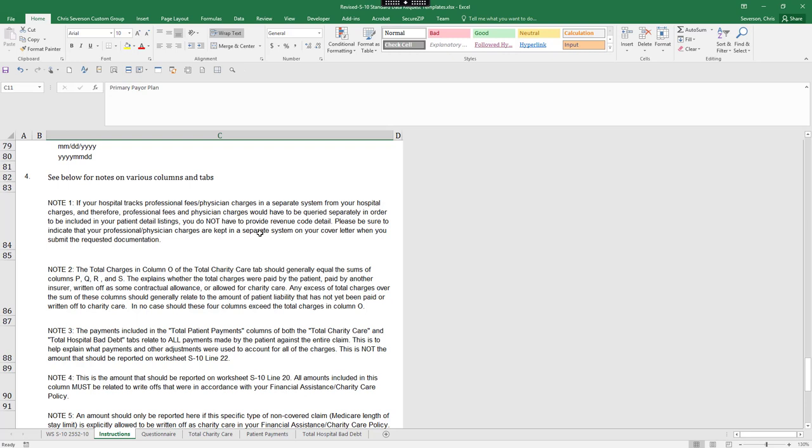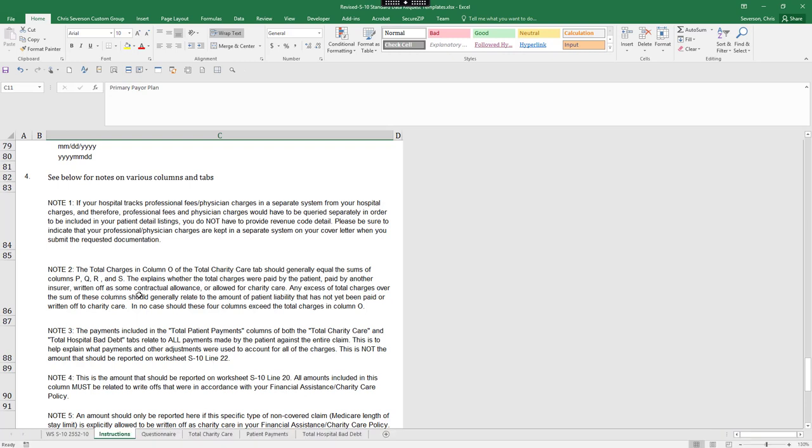We need to be able to have assurance that that data is indeed kept in a separate system. So there may be more follow-up questions on that if that is the case in your provider. But in any case, if that is the situation, you do not need to provide that revenue code detail. Again, we'll get to that when we look at each individual tab. So it's best to indicate that on your actual cover letter when you submit the requested documentation. Note 2, this one we'll talk about in the tab itself.